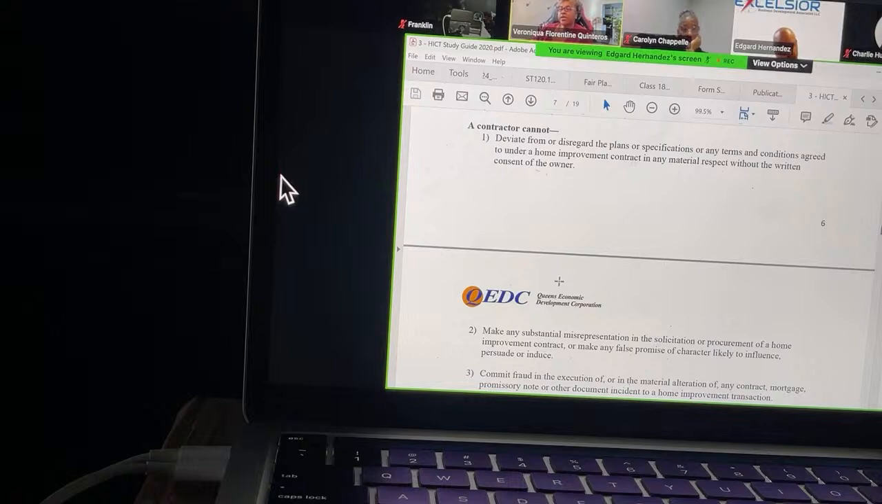A contractor cannot: 1, deviate from or disregard the plans or specifications or any terms and conditions agreed to under a home improvement contract in any material respect without the written consent of the owner. 2, make any substantial misrepresentation in the solicitation or procurement of a home improvement contract, or make any false promise of a character likely to influence, persuade, or induce. 3, commit fraud in the execution of or in the material alteration of any contract, mortgage, promissory note, or other documented incident to a home improvement transaction.